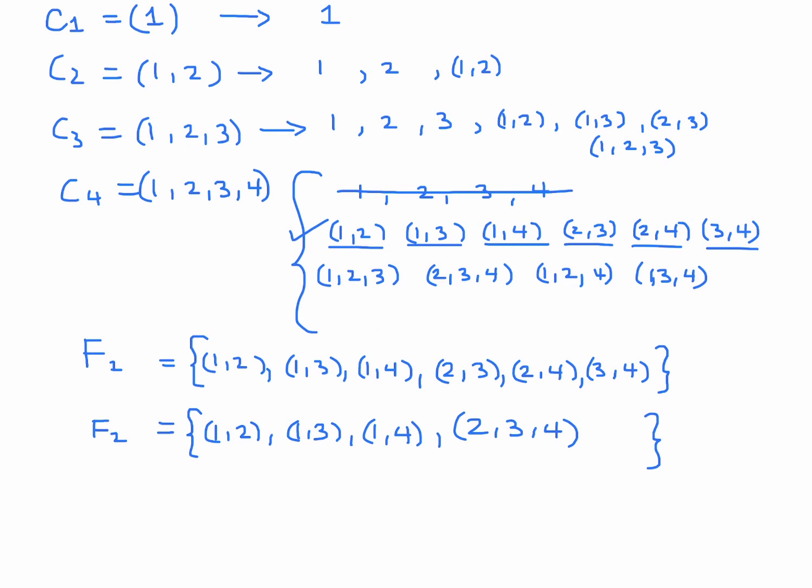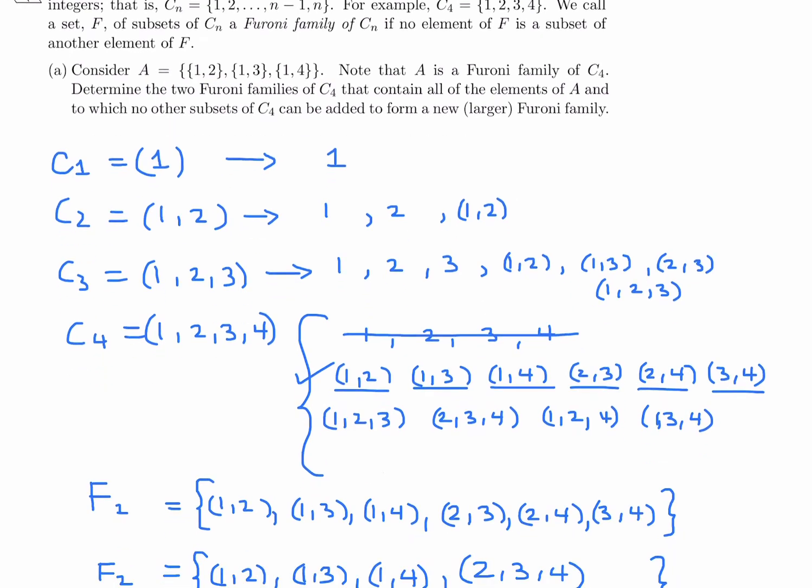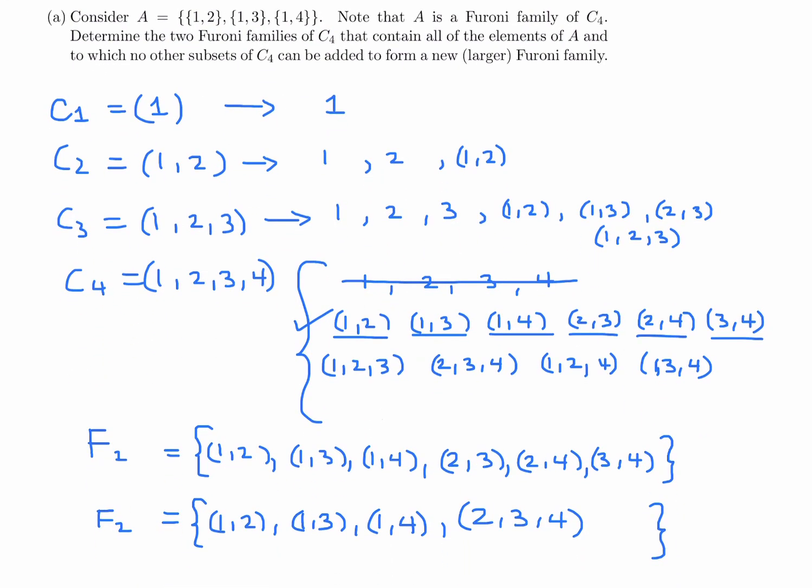And that satisfies the condition of the question that we have two Faroni families that contain all the elements of A, which is right here, and to which no other subsets of C4 can be added to form a larger Faroni family.